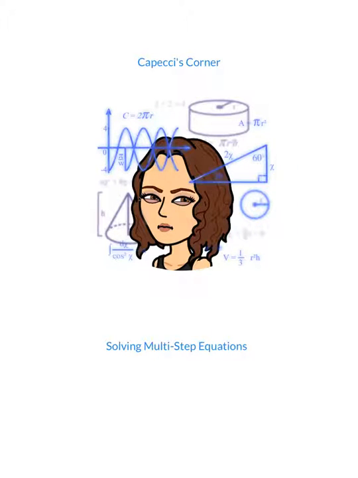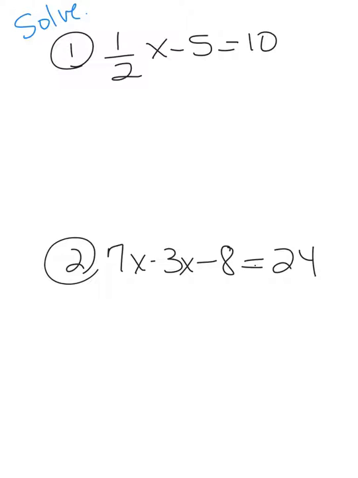Today we're going to look at solving multi-step equations. Our first problem says 1/2 x minus 5 is equal to 10, and our directions say to solve in all of these problems today. So again, I want to isolate my variable, which means get x by itself. There's my wall. In order to find a value, this 1/2 x, that's what I'm going to do last.